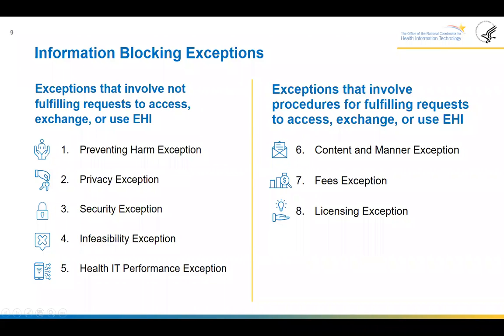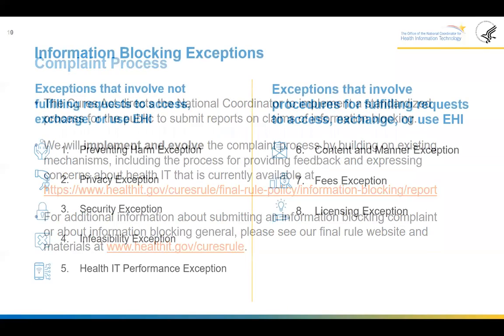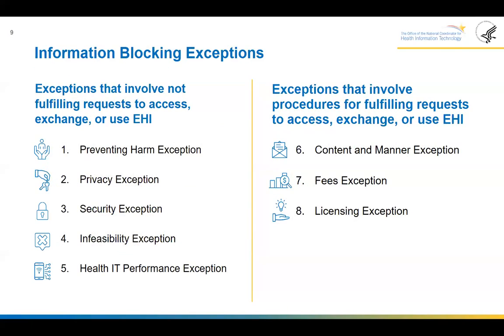So the first exception, number one, is the preventing harm exception. This exception is necessary because preventing harm to patients and others is a top priority of ours at ONC, and we believe it's a central theme as we advance interoperability and patient access to their records. This exception recognizes that the public interest in protecting patients and other persons against unreasonable risk of harm can justify practices that are likely to interfere with the access, exchange, or use of EHI.